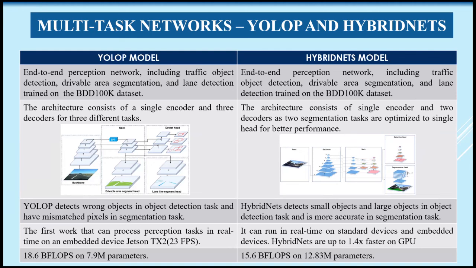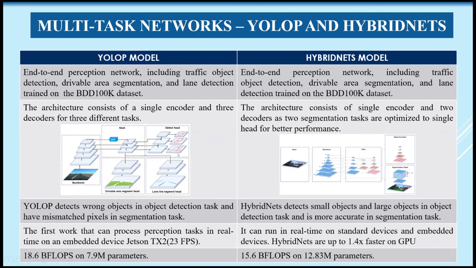The architecture of the YOLOP model consists of the neck and backbone, which are part of the encoder, and there are 3 detection networks for 3 different tasks, and these are the 3 decoders. While in order to increase the performance, the HybridNet model has the same encoder-decoder structure, but the 2 segmentation models of drivable area and lane detection are combined here for better performance.